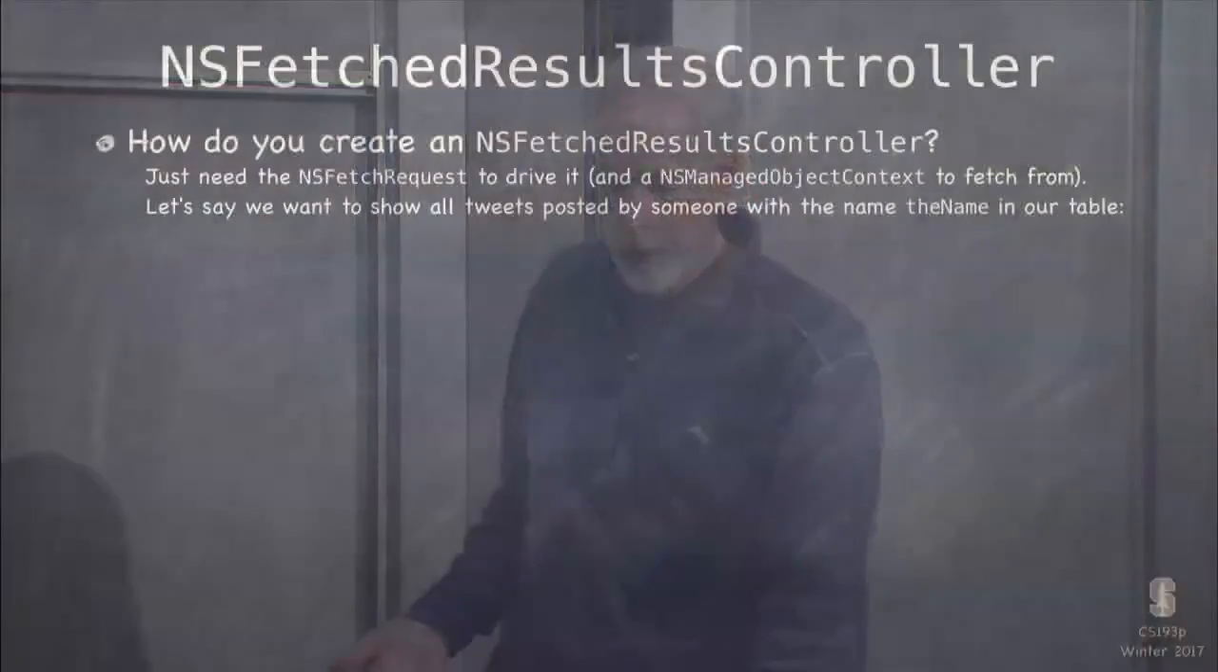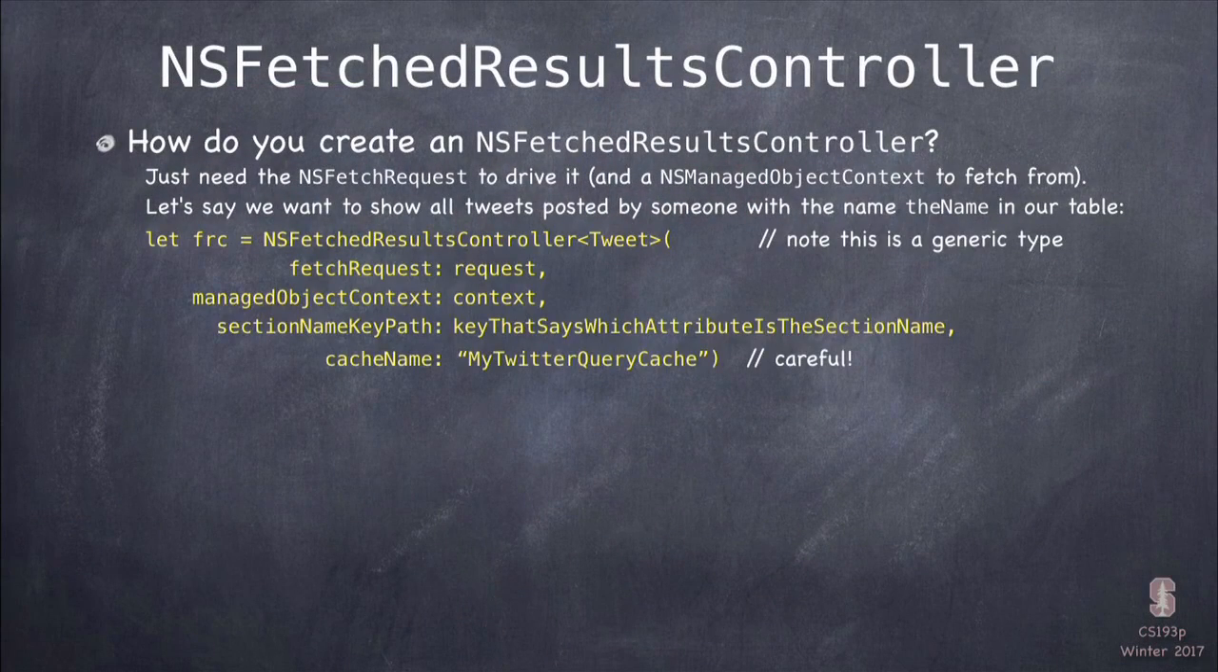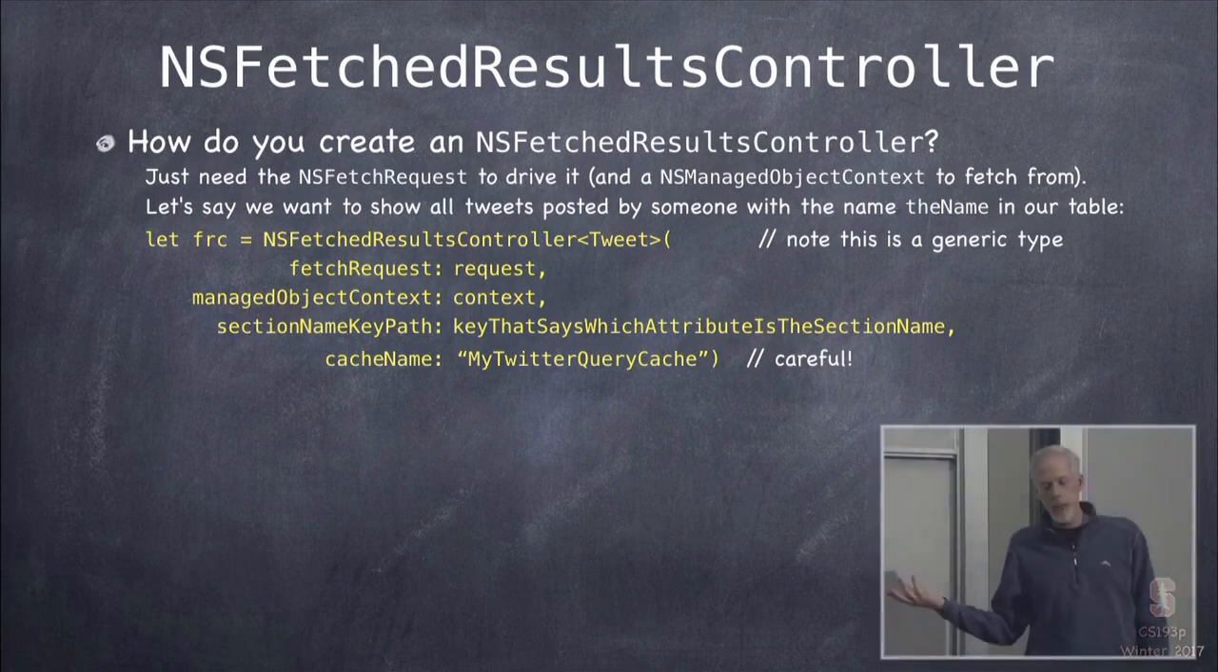Now, on the previous slide, one of the things was var fetchedResultsController equals something. So now let's talk about how we create a fetched results controller. Okay, so this is what the initializer for NSFetchedResultsController looks like here. It takes a request, and a context, obviously, we've got to know what database we're fetching in. And then it's got a sectionNameKeyPath.